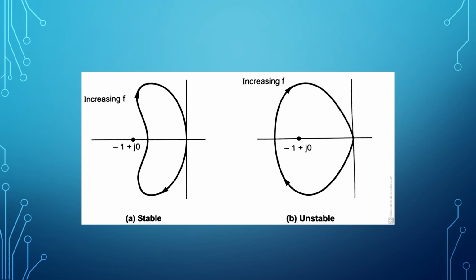The last diagram shows the stability condition based on the Nyquist criterion. This is just an example where you can see the first one is stable. Here, it is stable and does not enclose the -1 plus j0 point, whereas the locus shown here actually encloses it and is unstable.